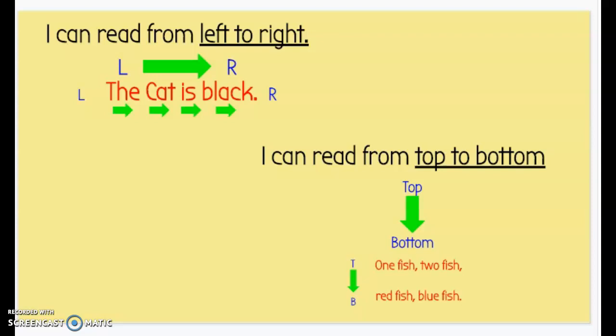Our second one we want to do is I can read from top to bottom. So if we have two lines on a page, we want to make sure we start on the top line and read left to right and then top to bottom. So for example, one fish, two fish, red fish, blue fish. I read from left to right and then top to bottom.